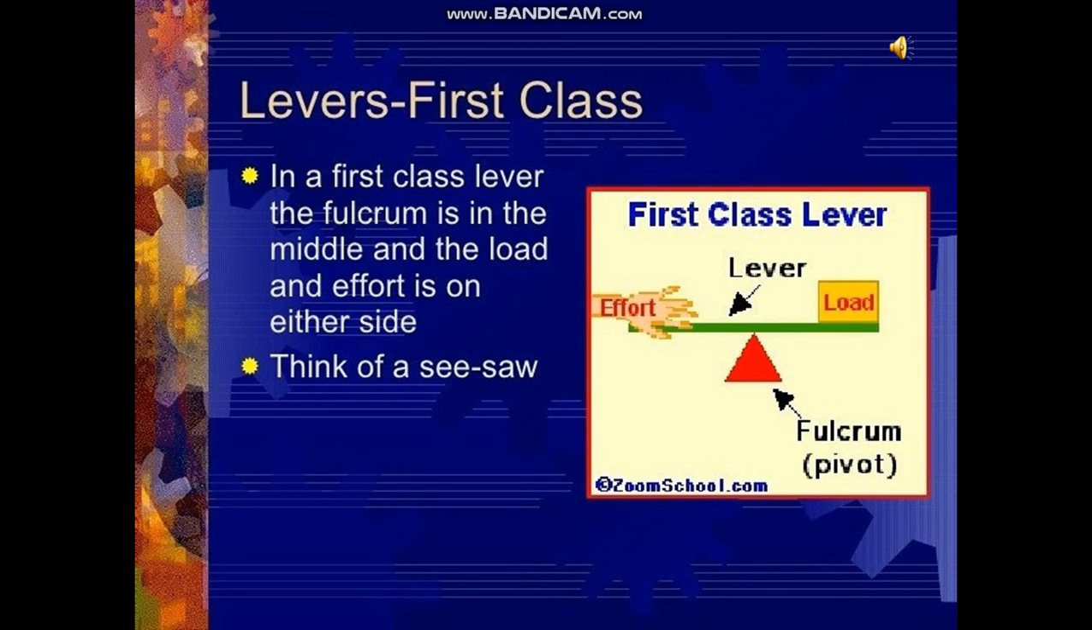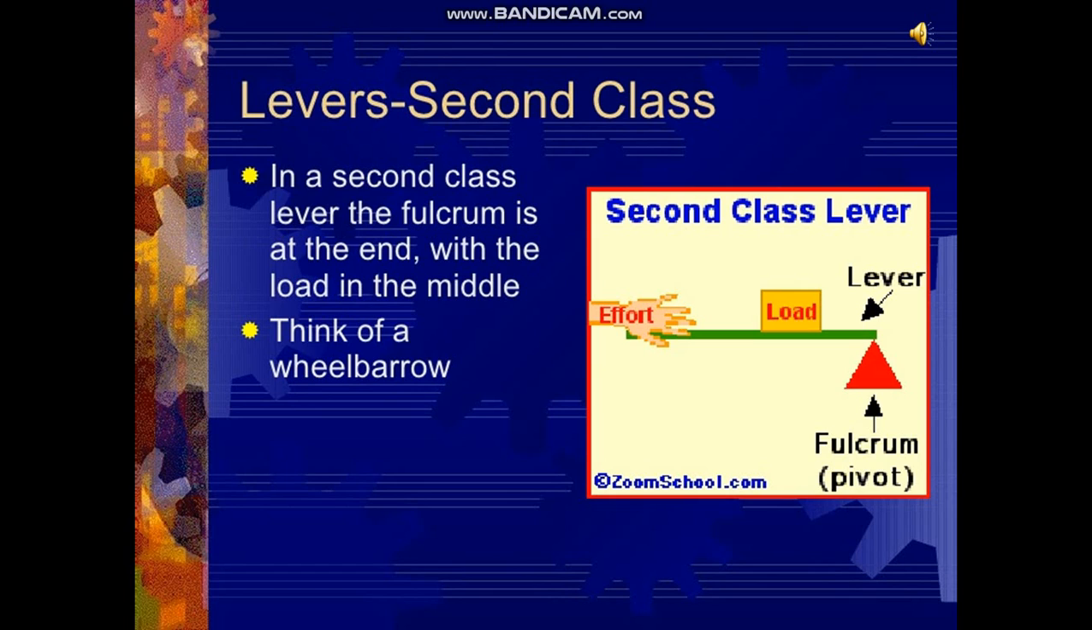So in a first class lever, the fulcrum is in the middle, between the effort and the load. Scissors and hammer are examples of a first class lever. Children, now come to the second class lever. In a second class lever, the load is between effort and the fulcrum. The examples of a second class lever are bottle opener and wheelbarrow.